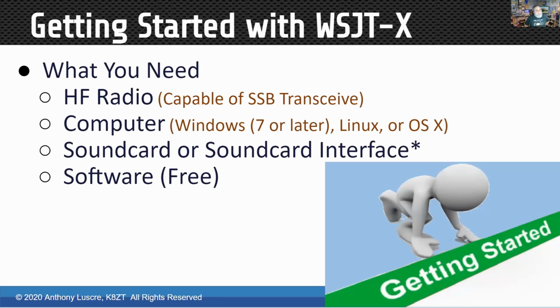As far as setting up for FT8 and FT4, I'm not going to go into step-by-step tonight, but you need an HF radio capable of single sideband, and it also works on VHF too. So with the ARRL VHF UHF contest coming up here in a couple of weeks, there'll be a lot of FT8 activity on 6 meters, 2 meters, and maybe even some on 440 depending on your area. You need a computer, but the computer can be almost anything: Windows 7 or later, Linux, Raspberry Pi, Macintosh. You need a sound card or a sound card interface either in your radio, external, or in your computer, and you need some software.